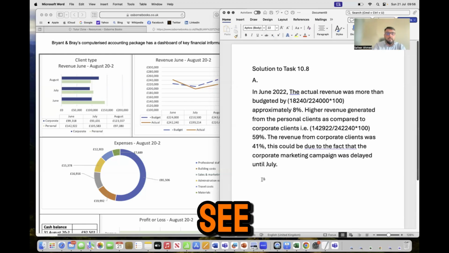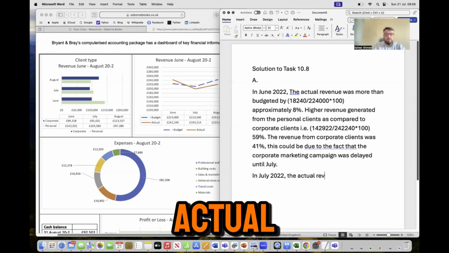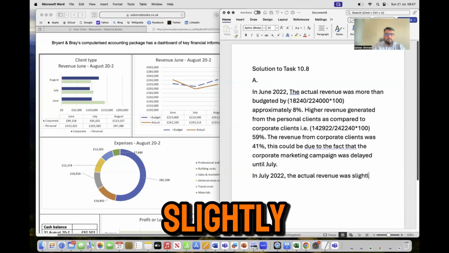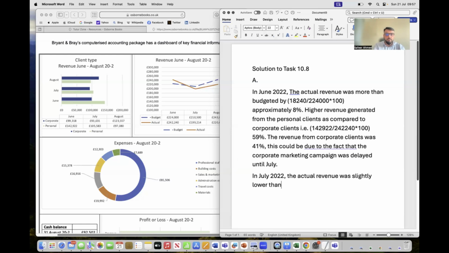So you can say here in July, the actual revenue was slightly lower than budget.